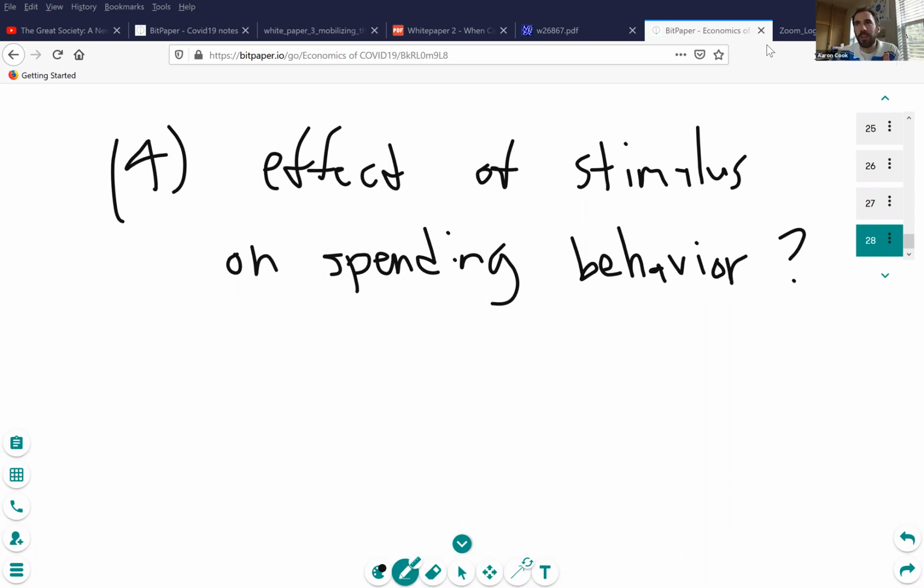You wouldn't recommend the stimulus on the basis of jumpstarting the economy. You might still recommend it on the basis of helping low-income workers who are particularly affected, and that would be seen as more of a way to mitigate inequality or mitigate harm. And so it could be justified on that basis. It could be justified on the basis of this is a social safety net policy.